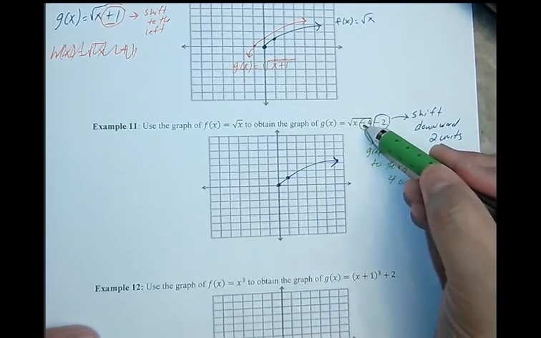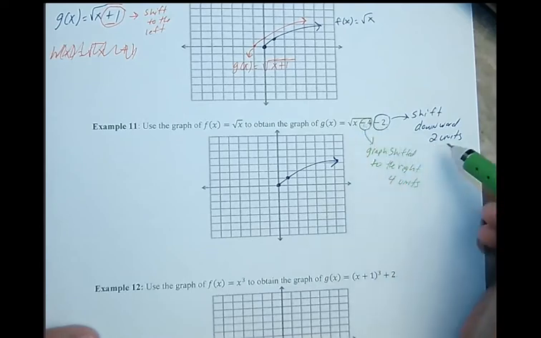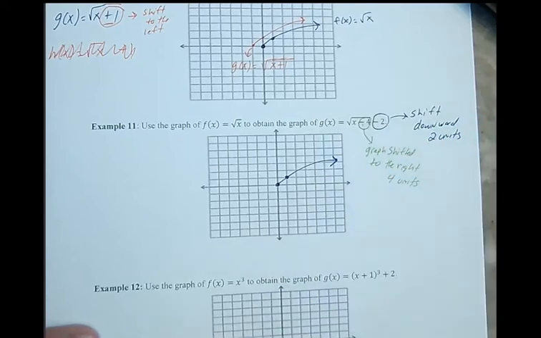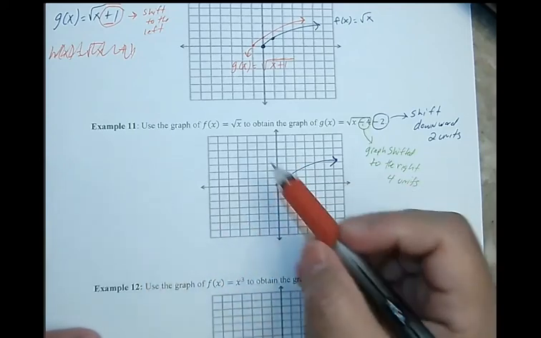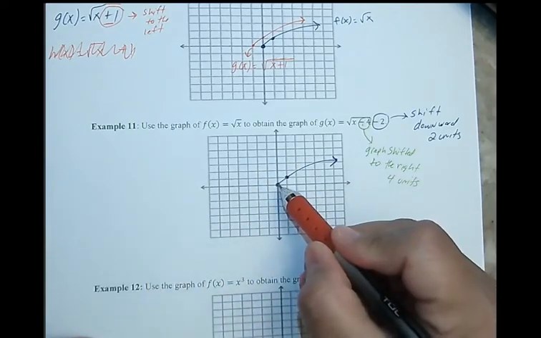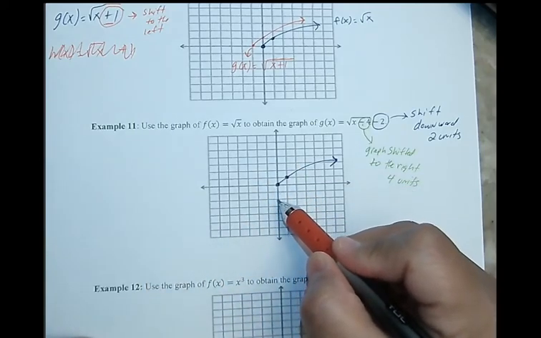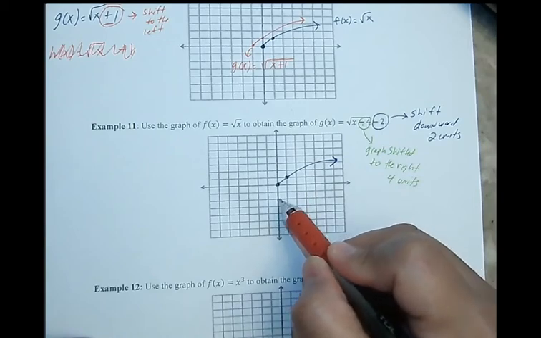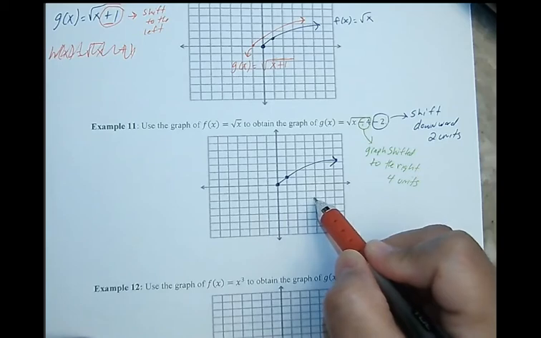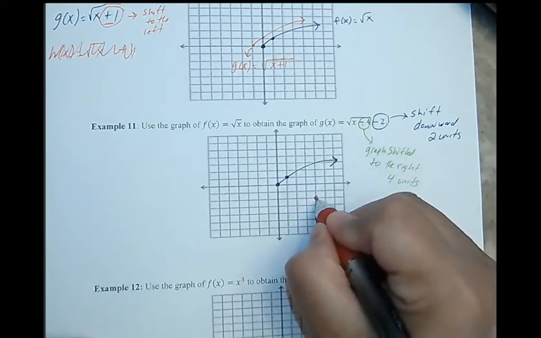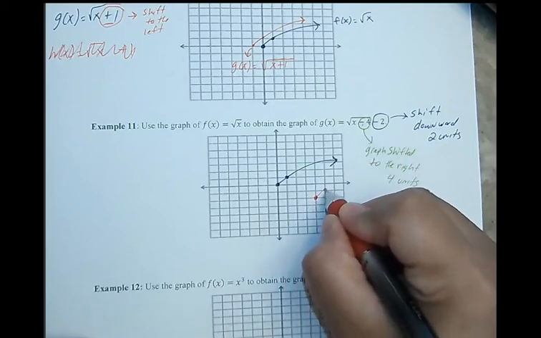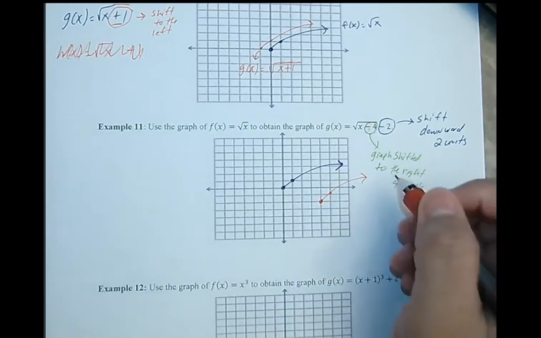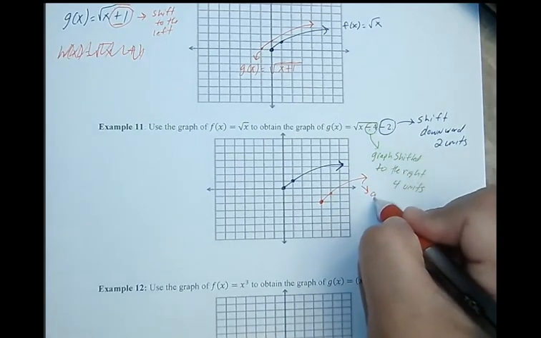So remember, you do the opposite. So negative, you will go right. If it was positive, you go left. Okay, so here my graph, I'm going to shift downward 2 units. So 1, 2. And then I'm going to shift to the right 4 units. So 1, 2, 3, 4. So my graph would go something like this. So this is g of x.